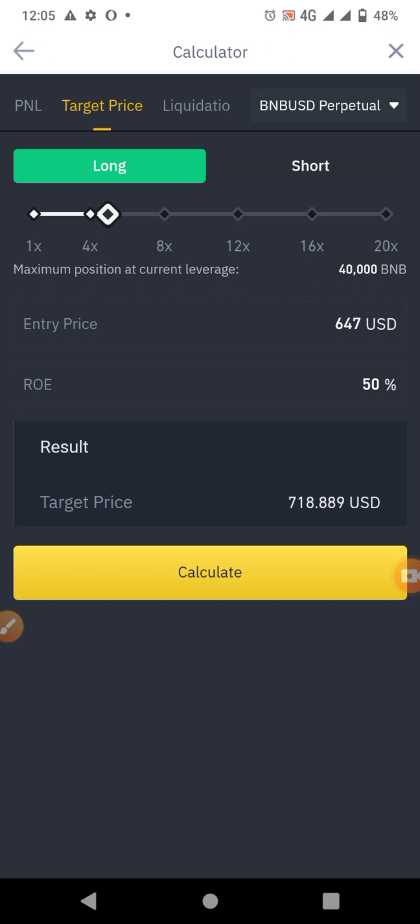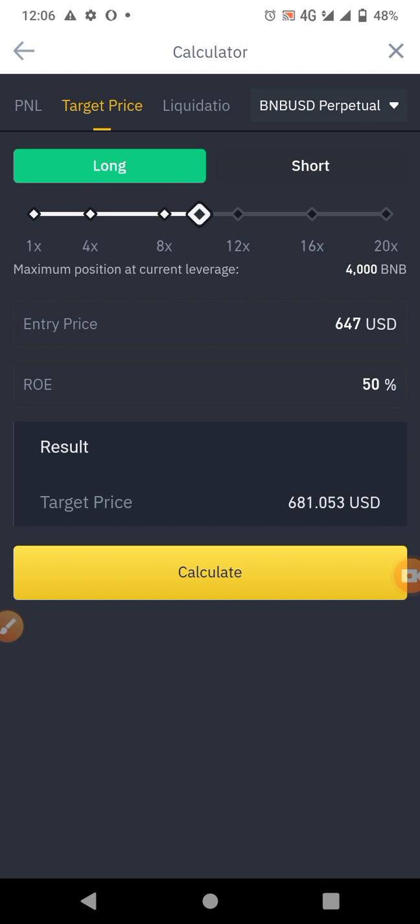So that means until BNB reaches $718, that's when I'll be able to make 50% profit, provided I use 5x leverage. If I increase my leverage to 10, that means once BNB reaches $681, I'll be able to cash out my 50%. That's what I'm saying. The higher your leverage, the higher your profit. Now, vice versa will now be what?